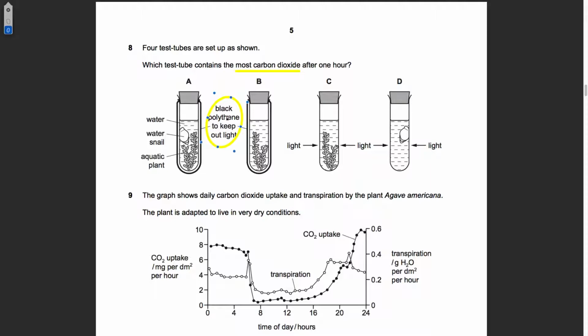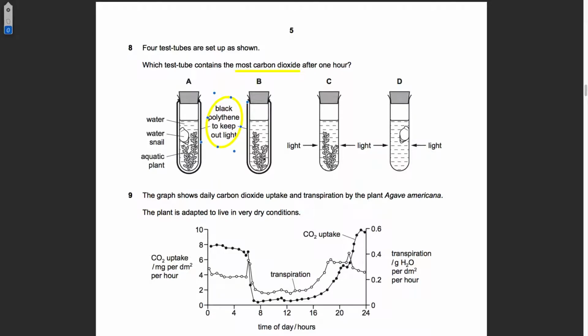So we do a little talk through what's happening. In A, you've got both a snail and a bit of pondweed, an aquatic plant. And both of these organisms will be respiring. Plants respire all the time, as do animals, to get the energy they need to live, to do what they need to do to keep alive, and so on. However, they're both making CO2, but due to the fact that light cannot get in, it's being stopped by the black polythene, the plant will not be photosynthesizing. So it won't be actually taking any of that CO2 out of the water for photosynthesis. That means 2 organisms producing CO2, but none of it being removed, it's going to be pretty high in A.